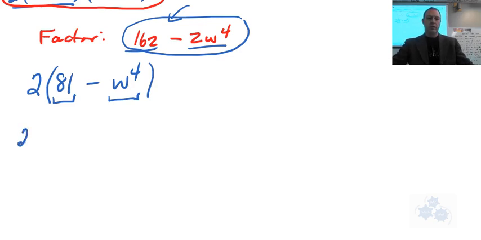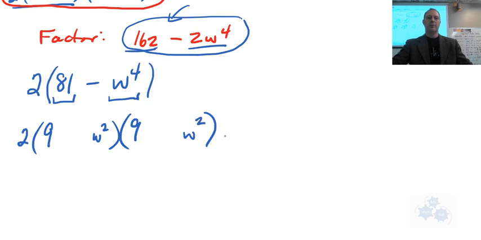So leave your common factor out there. Do not forget about it. And let's factor this as a difference of squares. 9, 9. w squared, w squared. Again, I'm just taking the square roots of each of these perfect squares. Plus, minus.